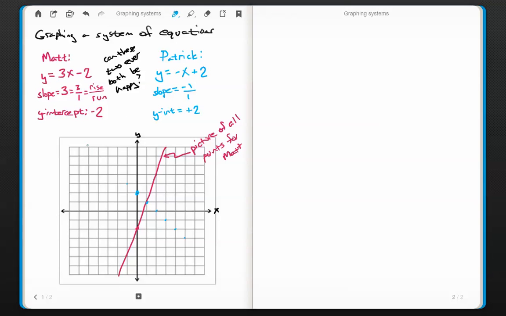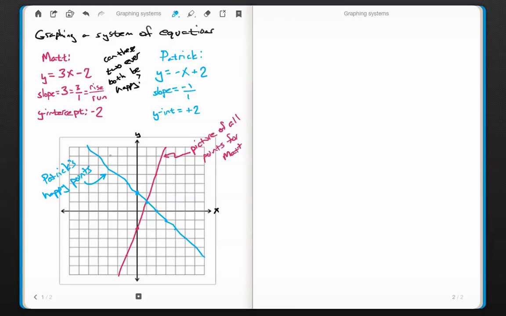And I can again draw a picture of all the points that make this guy Patrick happy. So it's really hard to draw straight lines with the tablet here. So here's all the points. So we'll call these Patrick's happy points. Right, or all these blue ones.